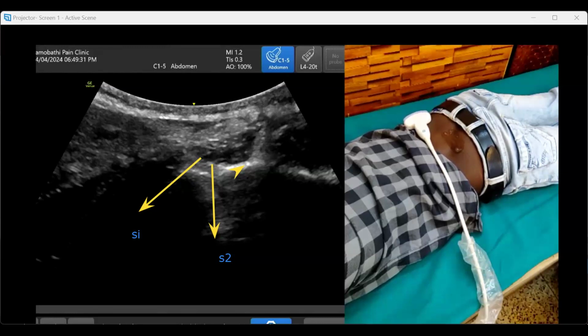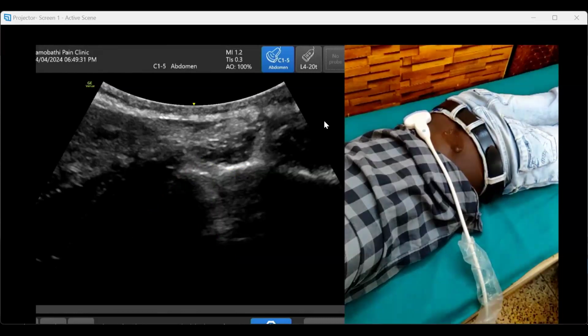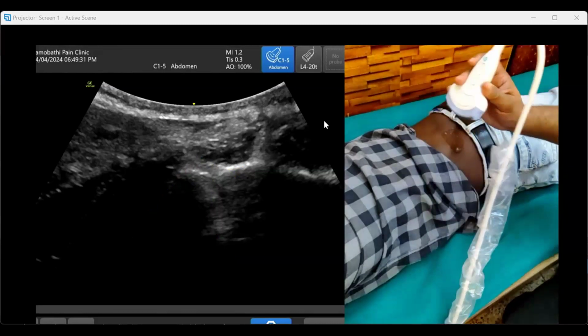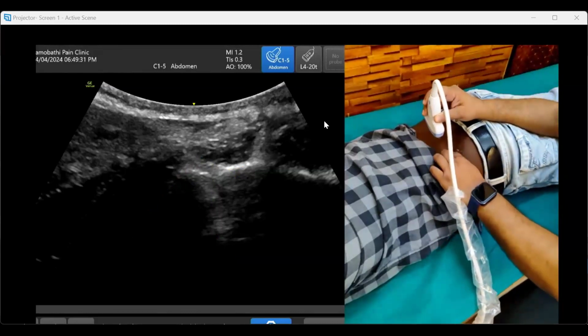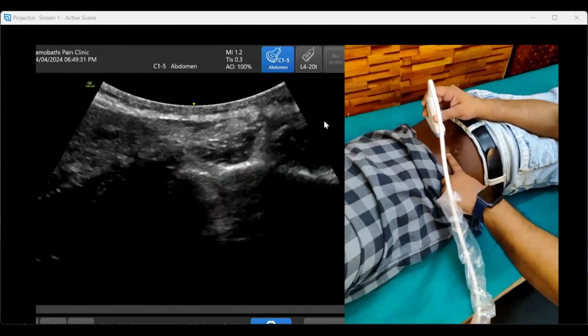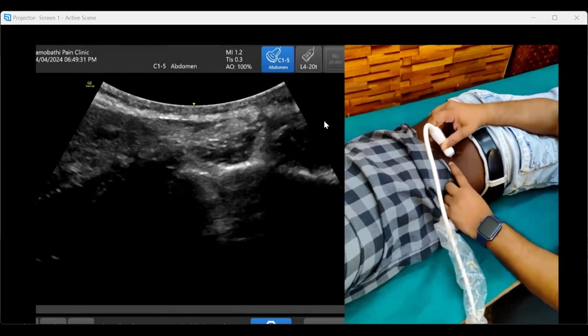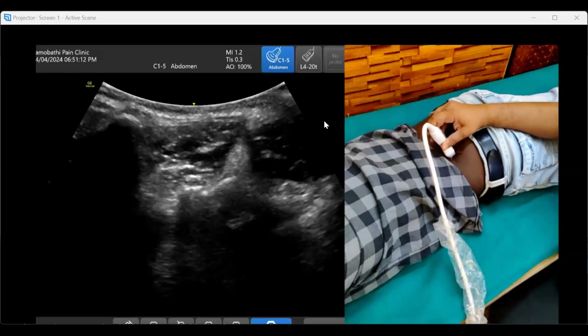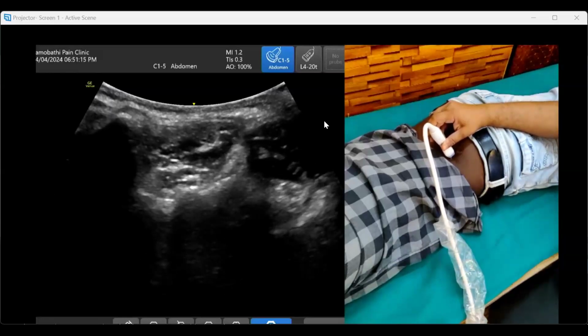I am again repeating, so how you can get it very easily. It is very easy to get the sacroiliac joint. You don't have to do much. Again, I am showing you. First, I am palpating the posterior superior iliac spine. This portion is the posterior superior iliac spine. Let us first put the probe on the posterior superior iliac spine. Okay, you can see the posterior superior iliac spine.